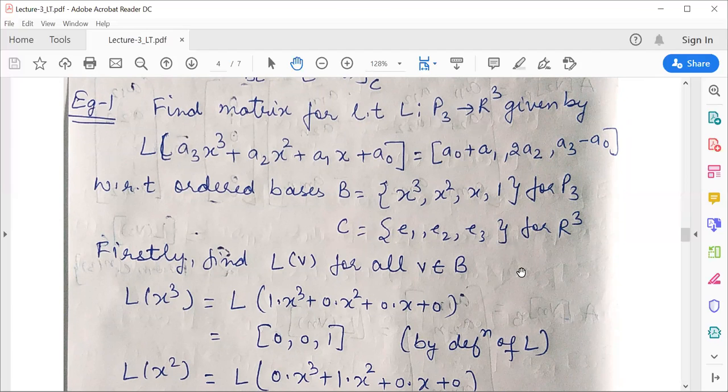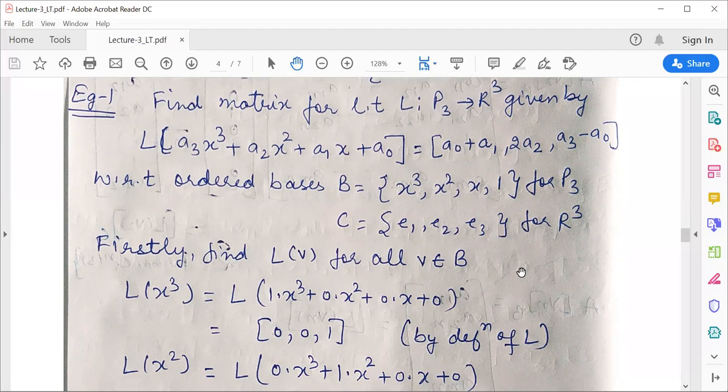Okay, so the very first step is we will calculate L of V for all V belonging to B. This means we will calculate the image of each and every element of the basis for P3, that is, the image of each and every element of the basis of the vector space which is the domain of your linear transformation.